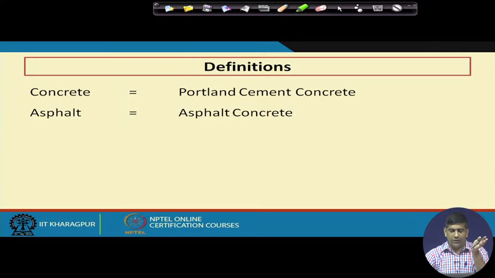So in terms of concrete, we use Portland cement concrete. The concrete is called Portland cement concrete, and asphalt is called asphalt concrete. So this definition is from the Western world. In an Indian context, many times when we say asphalt, we actually use the word bitumen too. So asphalt concrete is actually bitumen.